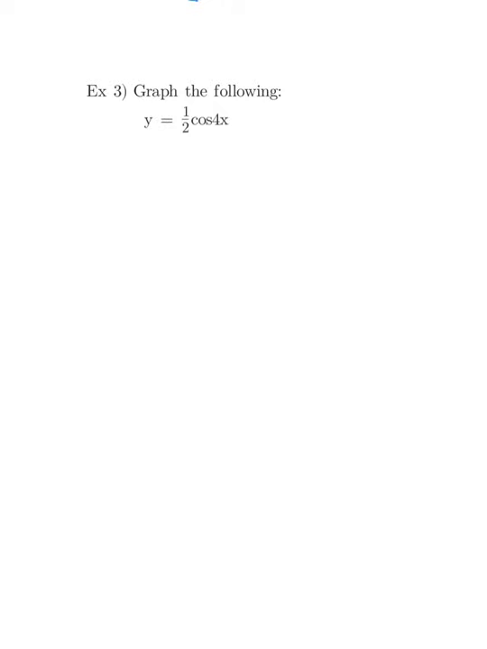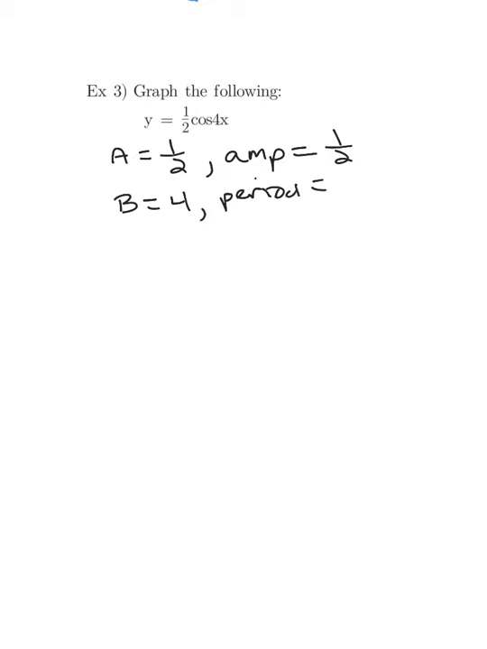On example 3, we are going to put both of our changes to a function into play at once. Notice that we have an a of 1/2. So what that means then is that amplitude is 1/2. We have a b of 4. So what that means is that our period, we're going to take the standard period for cosine, which is 2 pi, divided by 4, and that simplifies to be pi over 2.